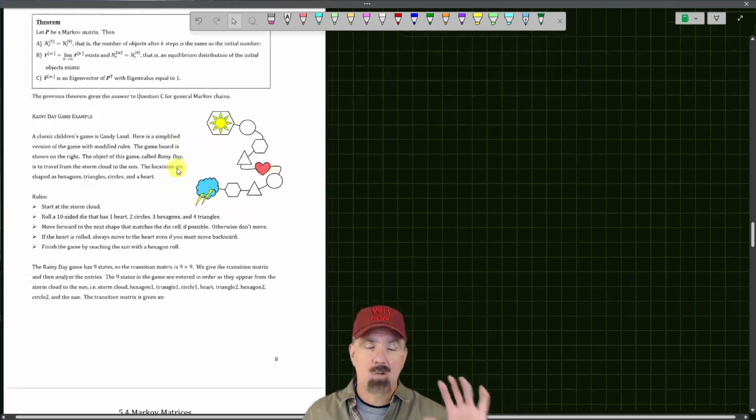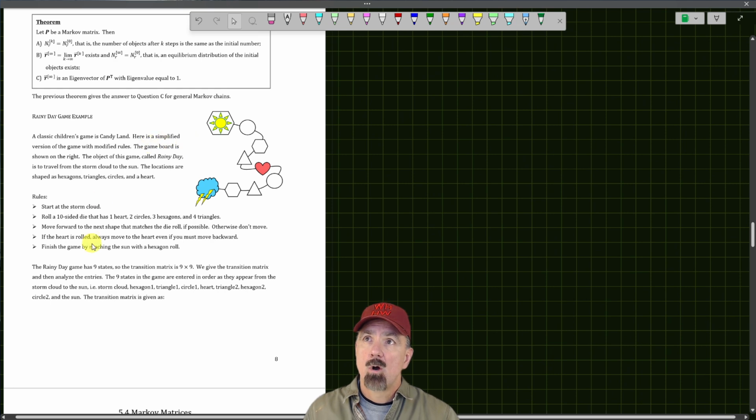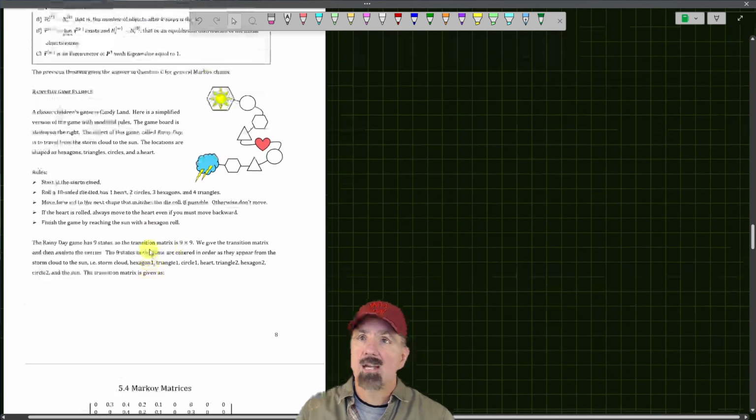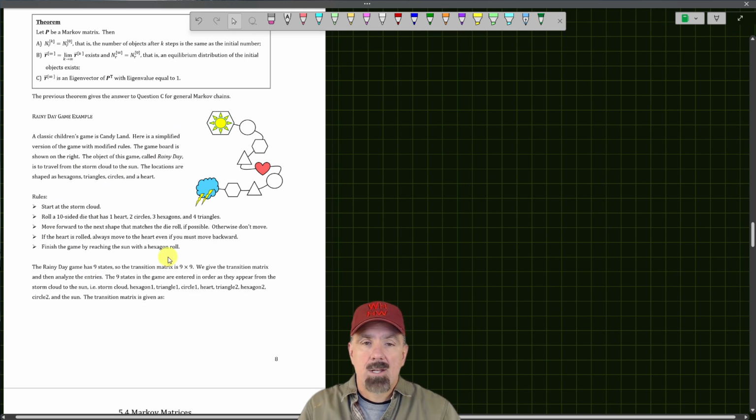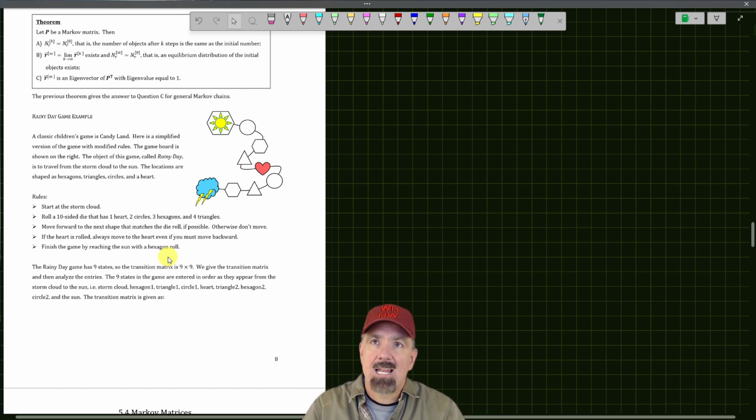And that will be part of what you explore, these eigenvalues and eigenvectors, as you're doing some of the problems. So here's where I recommend that you spend your time after you read through to get a good handle on what we're talking about. Here is what I call the rainy day game. It's a very simplified version of something like Candyland.